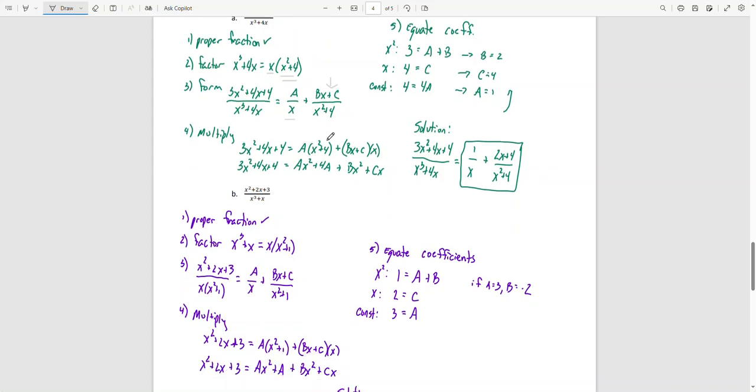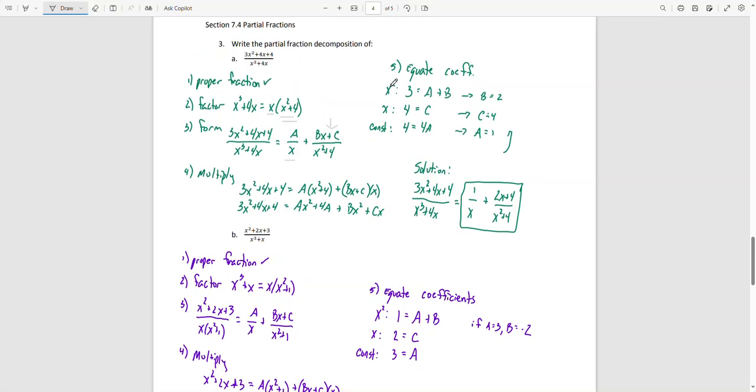Distribute: ax squared plus 4a, bx squared plus cx. Yep. So now we can equate coefficients. Let's look at our squareds. 3 on the left, a plus b on the right. 4x on the left. The only thing that has a single x is c, so 4 is equal to c. 4 is a constant term, equals 4a. If 4a equals 4, a equals 1. If c equals 4, well, it's pretty clear that c equals 4. And if a is 1, b has to be 2.